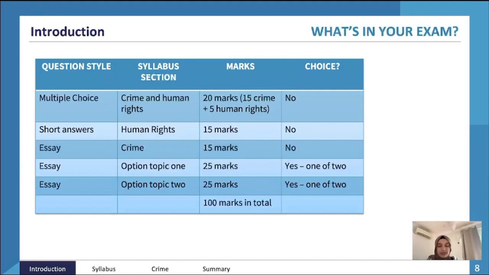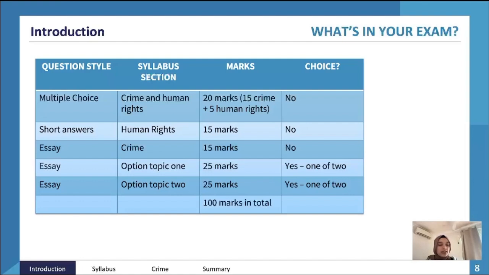You don't really have a choice with that. Obviously, we all know what multiple choice is. Then we move on to short answers, where the syllabus section is human rights. So human rights is the area you will be assessed on. This is going to be 15 marks, split up into a couple of questions, and again, you just have to do those short answer questions. That's not a choice.